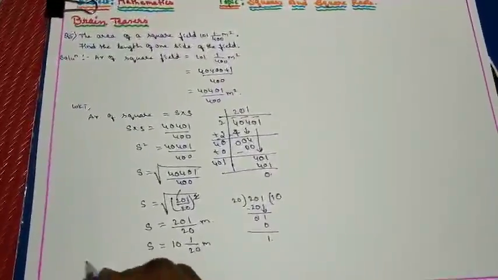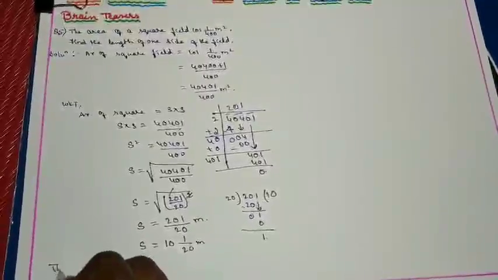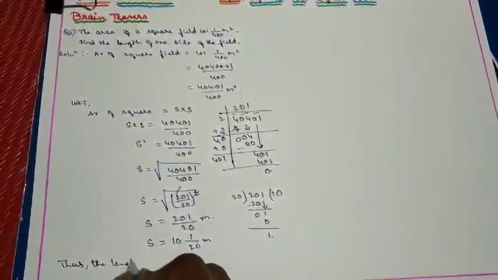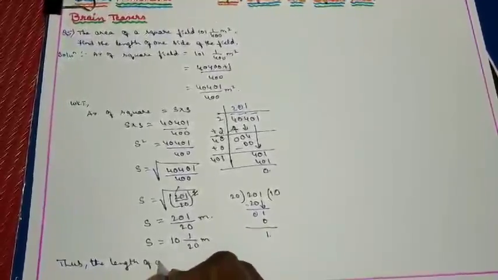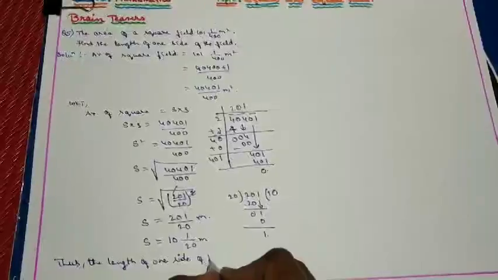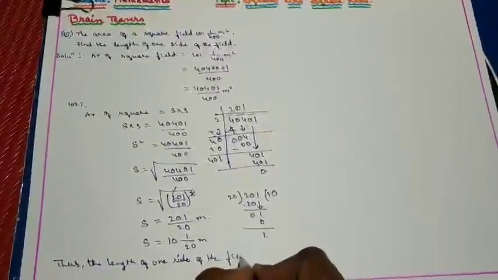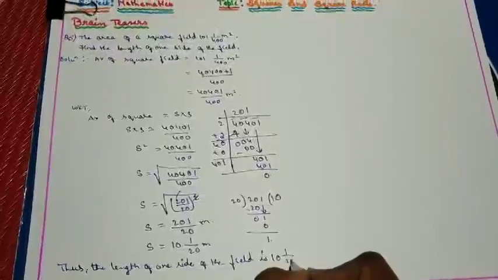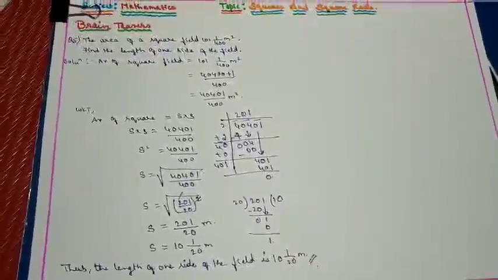So thus the length of one side of the field is 10 1 by 20 meters.